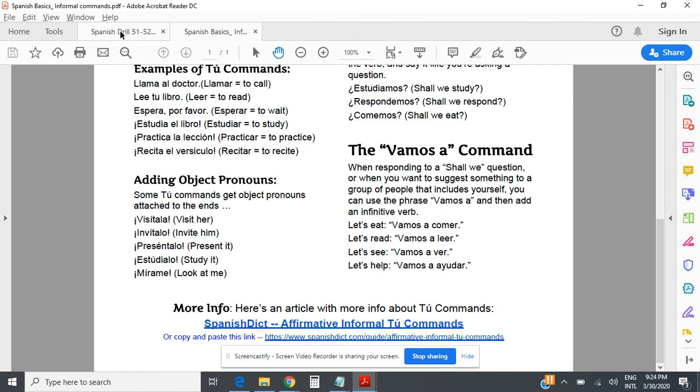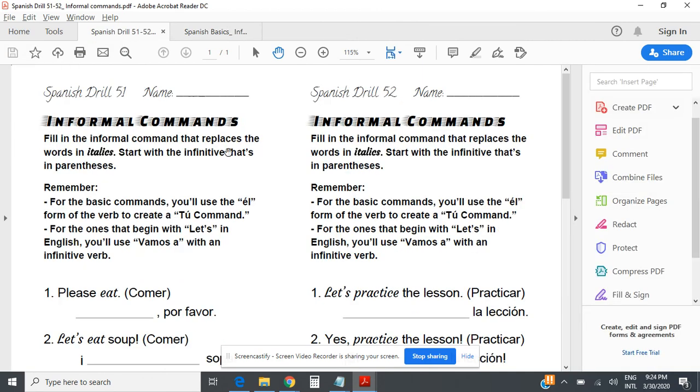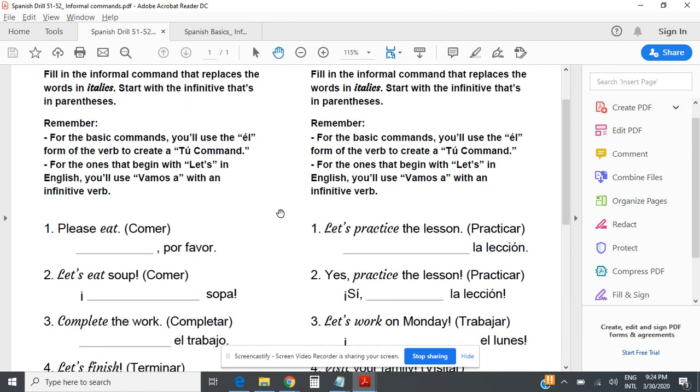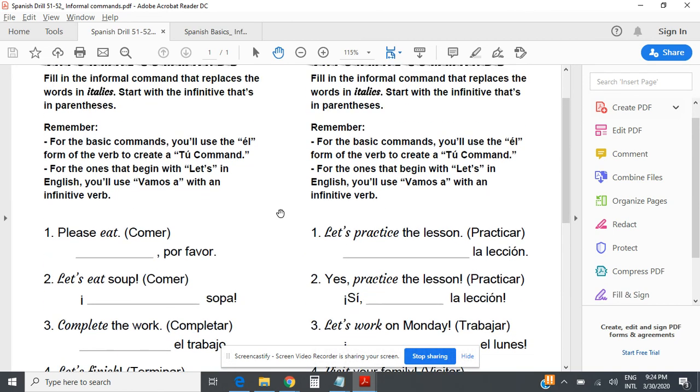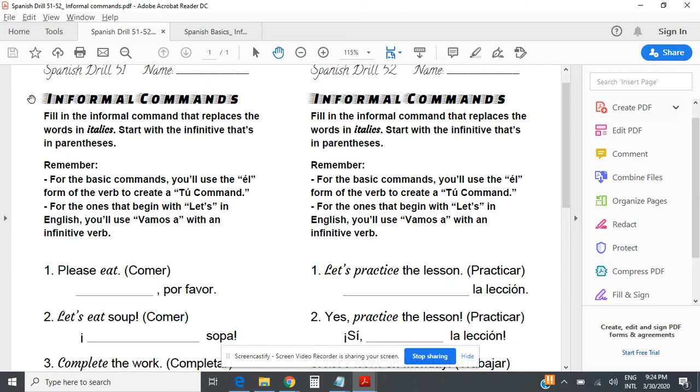The drill worksheets for this week are going to be informal commands, drills 51 and 52. In these worksheets, you're going to be filling in the informal command that replaces the words in italics. So you're going to start with the infinitive that's in parentheses. Do remember, for those single word basic commands, you're going to use the él form of the verb to create a tú command. So where it says please eat, the eat is a single word, and you're going to replace it with a single word in Spanish.